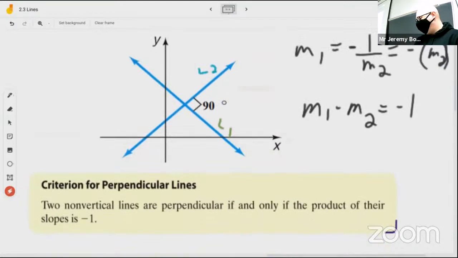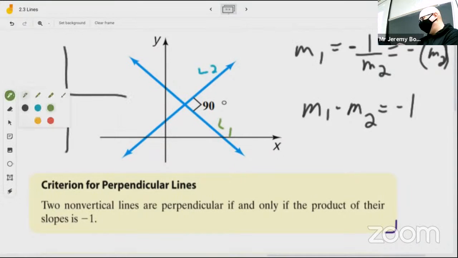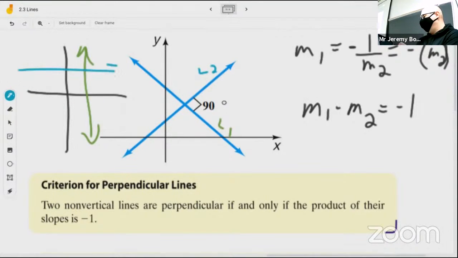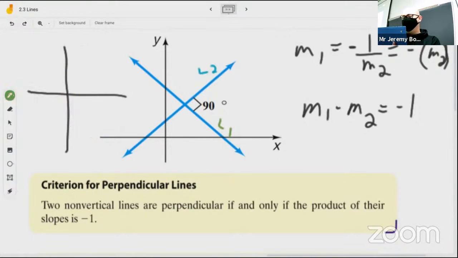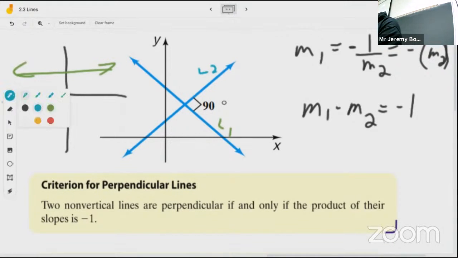Well, let's come back to that. The reason being is, if you have a vertical line, what's going to be perpendicular to a vertical line? What kind of line? Horizontal. So if you're given a vertical line and asked to find a perpendicular line, your line is going to be horizontal. If you're given a horizontal line, what kind of line is going to be perpendicular to that one? A vertical.